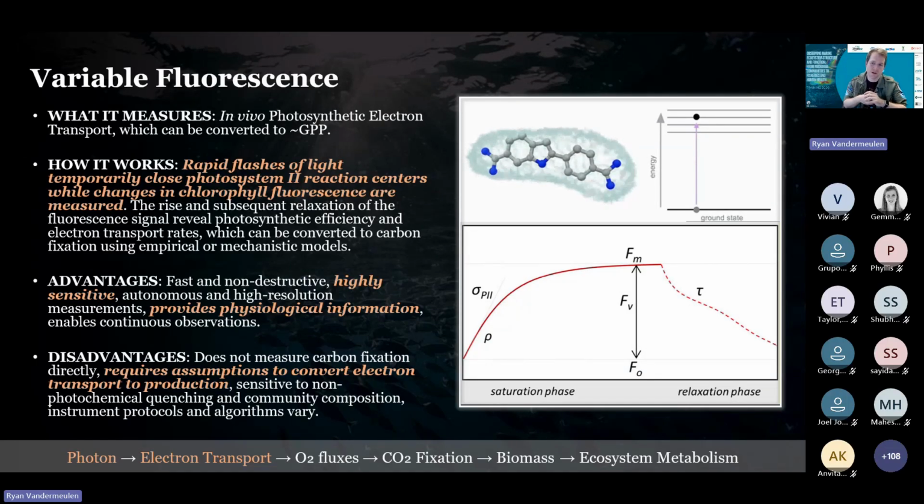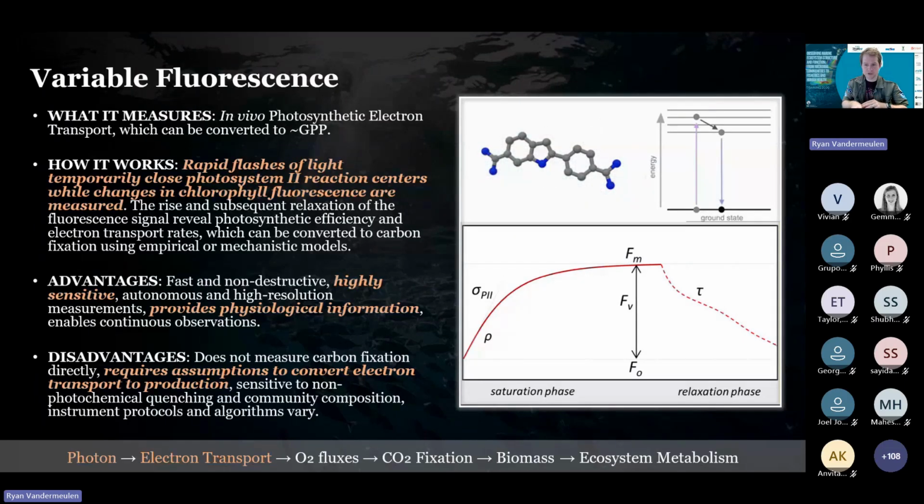When normalized to the maximum fluorescence, this provides a window into how efficiently photosystem 2 is converting absorbed light energy into electron flow. In general, a higher FV to FM ratio indicates healthier, more efficient photosynthetic machinery, while lower values tend to suggest that photosystem 2 might be stressed or that absorbed energy is being diverted away from photochemistry. So after the light pulse, the fluorescence signal relaxes as photosystem 2 returns to its functional state. The speed of that recovery also provides additional information about how the organism is processing and dissipating absorbed light energy.